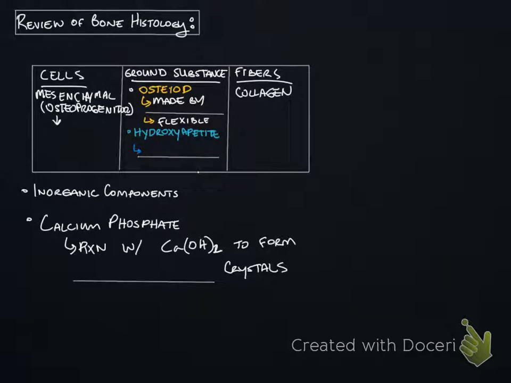Those osteoprogenitor cells then become osteoblasts that build bone. And what happens is that osteoblast becomes trapped in its lacuna as it's churning out bone matrix. And once it does, it is now an osteocyte.